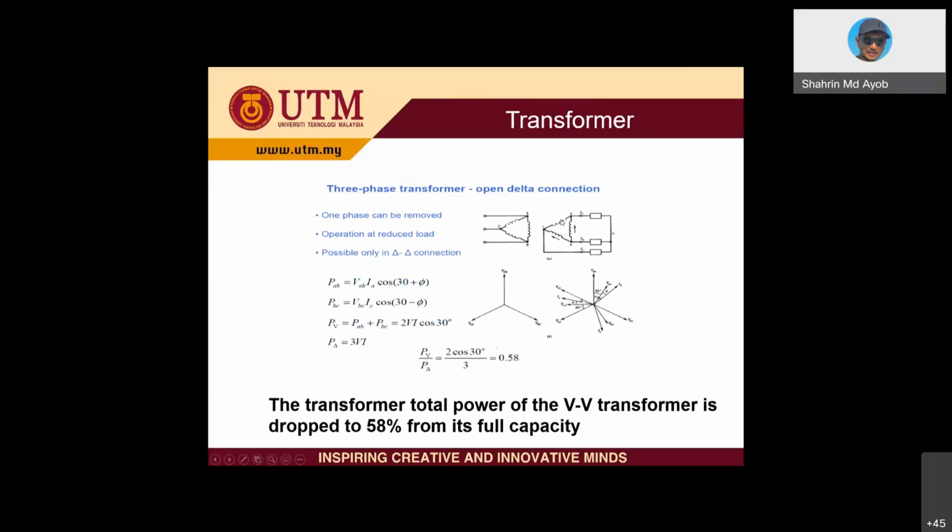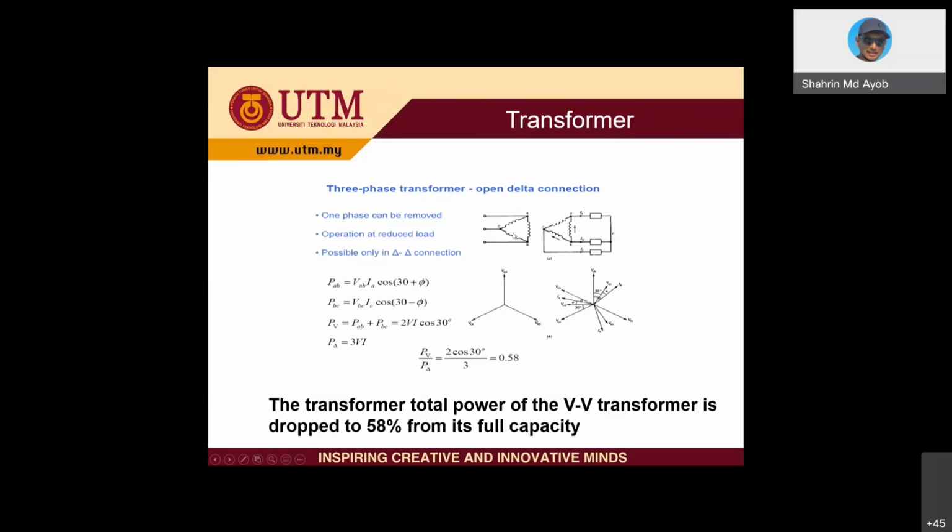And this is actually when you have delta to delta connection. So when you have the delta connection, you can open up one phase, a single phase, okay? One phase, for example, you open up the phase C here, phase C, you open up, okay? So still the transformer can operate, but the capacity is reduced to only 58%. So meaning that the rating has been reduced, okay? So still can operate, but the highest performance is only 58% of the total original capacity.